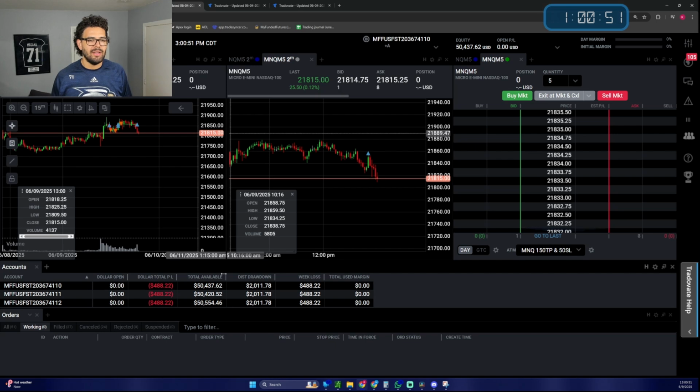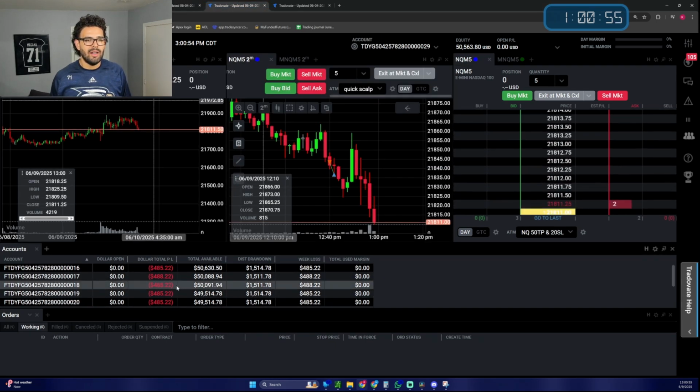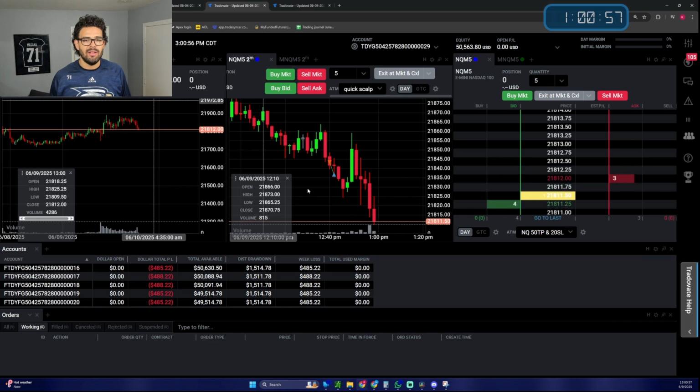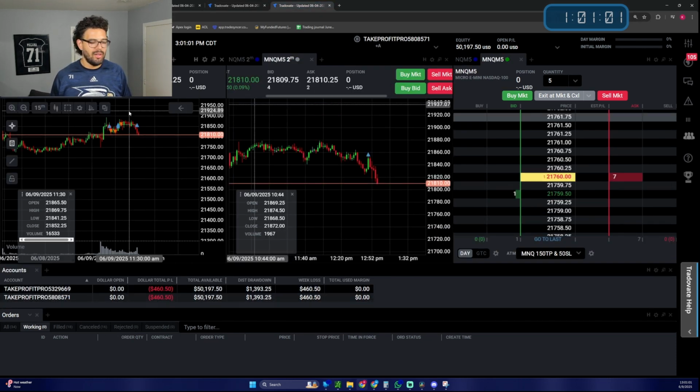On Apex, here are my Fund Futures, 3 accounts. You guys see the balance there. Tradeify, 5 accounts. Here's the balance, -2R, and 2 Take Profit Trader accounts, -2R. Decent day.